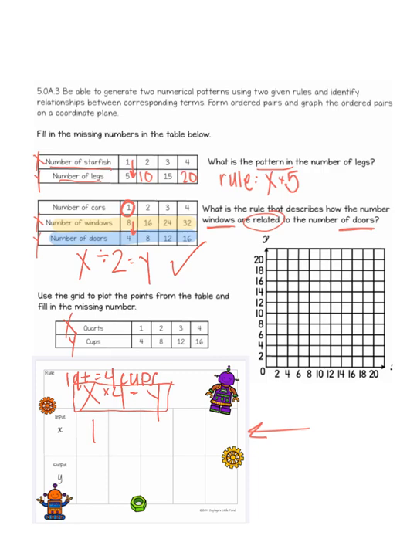When I have 1 quart, I have 4 cups. When I have 2 quarts, 8 cups. 3 quarts, and again I just take my input of 3, multiply it by 4, I've got 12 cups, 4 quarts, 16. Again, we're not going to graph today, but I hope you guys learned a little bit more about input-output tables that go along with our patterns.